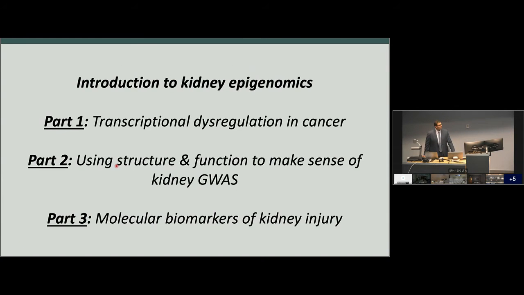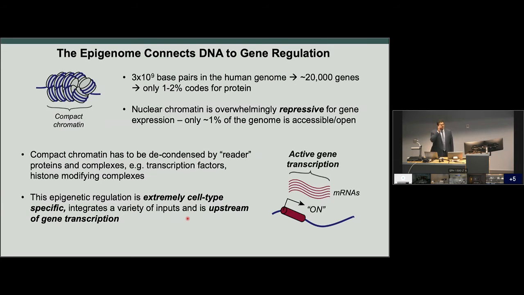By way of introduction, I'll introduce the topic of what I mean by epigenetics or epigenomics. This is the modern definition of this term. Then we'll go through 3 different vignettes. As I mentioned before, I'll talk a little bit about kidney cancer here. Then I'll talk about structure and function of the DNA in the nucleus of the cell and how that contributes to the cellular phenotype. And lastly, I'll talk about unpublished work about defining molecular biomarkers for kidney injury. So let's begin with what I mean by the epigenome.